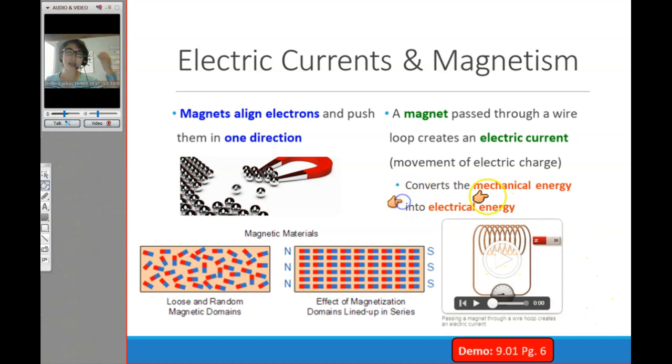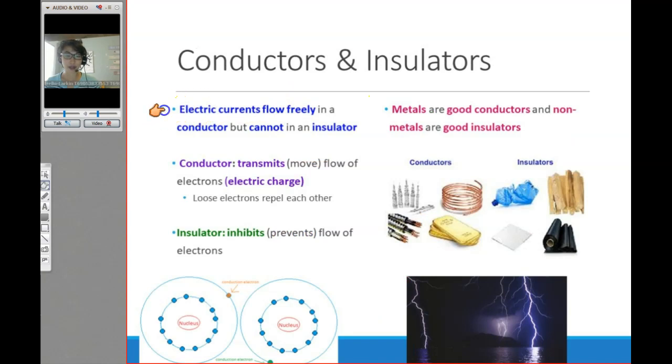So what's really happening is we're taking mechanical energy, which is the motion of the magnet, and we're turning it into electrical energy. So again, they are related.